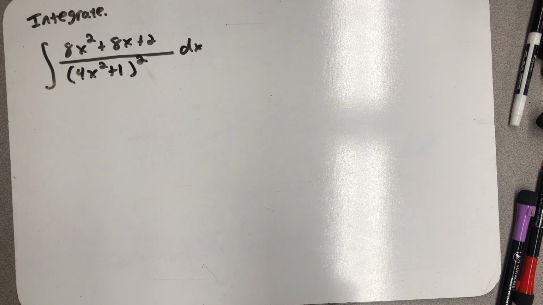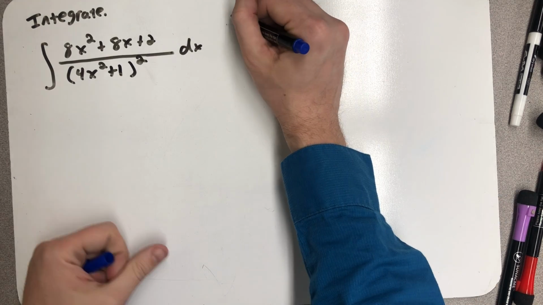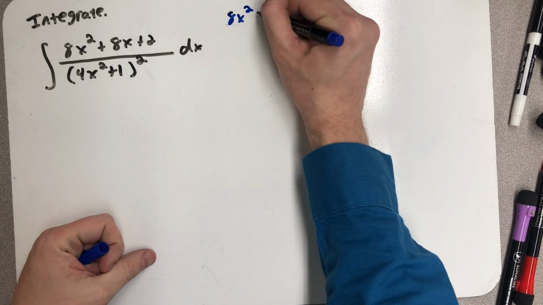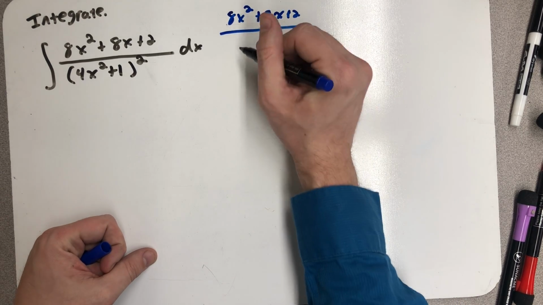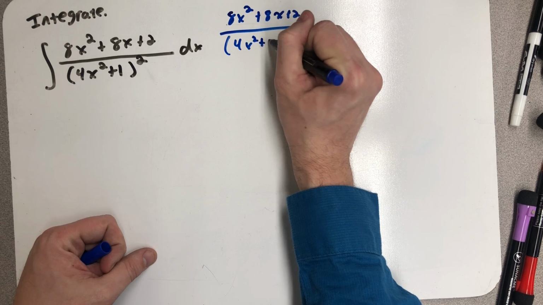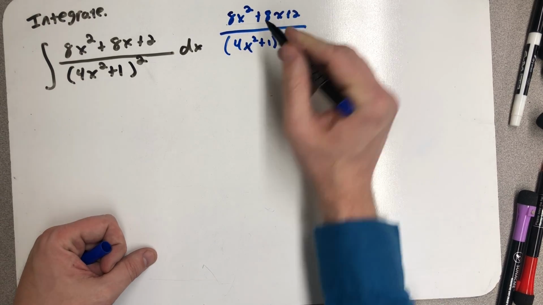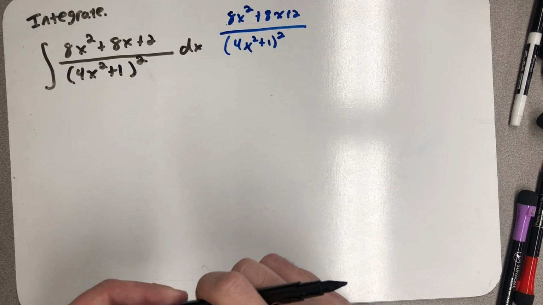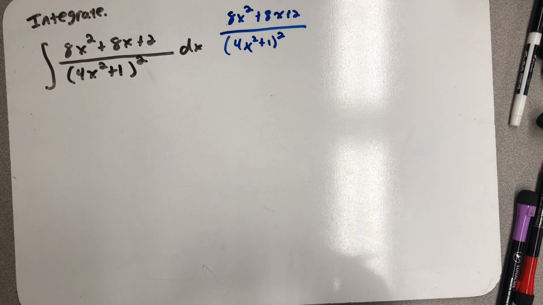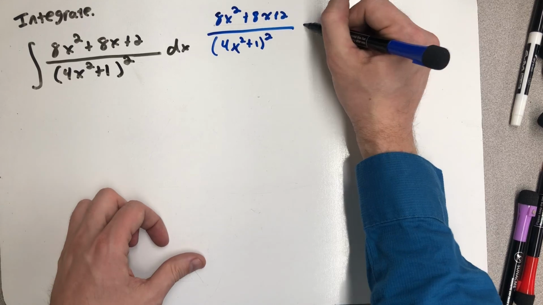Let's integrate (8x squared plus 8x plus 2) all over (4x squared plus 1) quantity squared. I'm going to proceed by using partial fraction decomposition to rewrite the integrand. So I'm just going to think about the integrand over here. What I notice about the bottom is I have an irreducible quadratic factor, 4x squared plus 1. The only roots to 4x squared plus 1 are complex roots. So I'll have to think about that repeated irreducible quadratic.